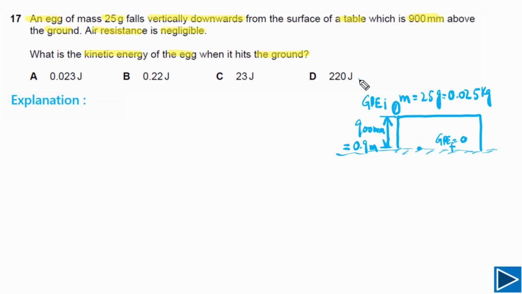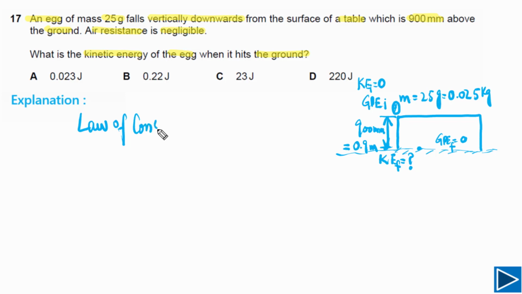We also need to understand the kinetic energy here. At this point the kinetic energy is equal to 0 because the egg is not moving. The question is simply asking us what is the kinetic energy at this point when this egg will hit the ground. So this kinetic energy we need to find out. This is the initial kinetic energy and this is the final kinetic energy. Simply we need to use the law of conservation of energy to find the kinetic energy of the egg.